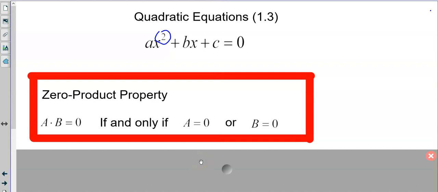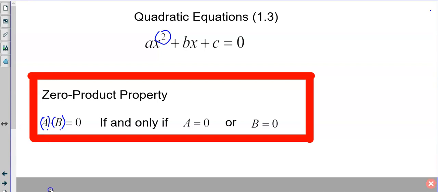You don't necessarily have to write this down, but just know that when you have two factors, let's call them A and B, multiplied by each other, we want to set them equal to 0. The reason is that if they're set equal to 0, then you know that either A equals 0 or B equals 0 or both equal 0 in order for that equation to be true. So that's why it's really important in factoring.